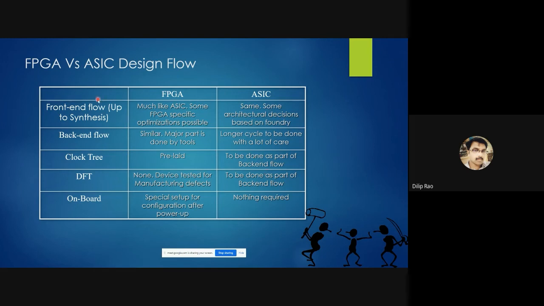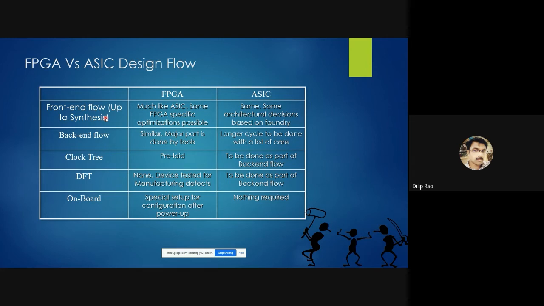So the design flow, right? Design flow is divided into two distinct portions. One is called the front end, the other is called the back end flow. The front end flow extends up to the synthesis stage, starting from design entry in HDL, and defining the constraints and verification and synthesizing. That makes up the front end flow. The rest of the steps make up the back end flow. The front end flow, at least up to synthesis, is very much similar between an FPGA and ASIC.